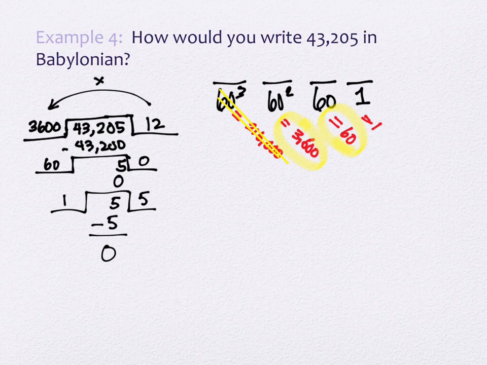Now, the answer is these values over here. But they need to be written with Babylonian numerals. So how do I write the number 12 in Babylonian? Not 12 ones, but we'll have some ones. One, like, side arrows. And one. Yeah, no, you're good.